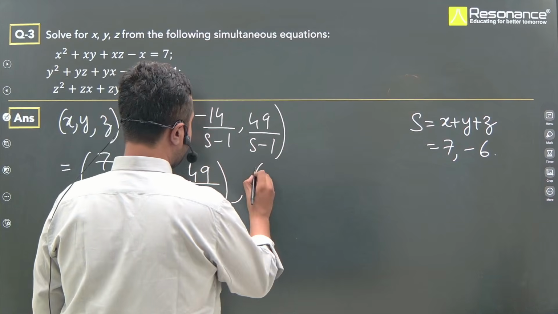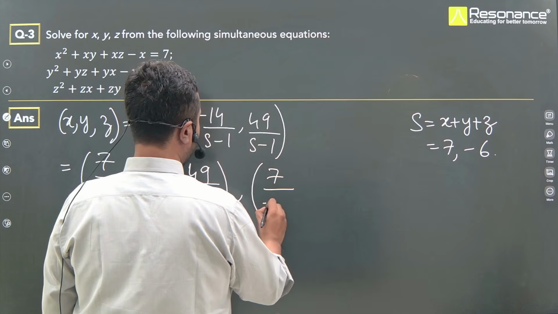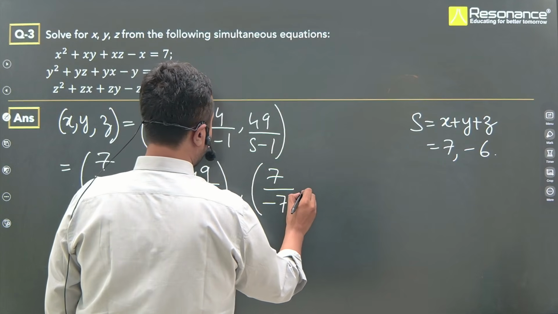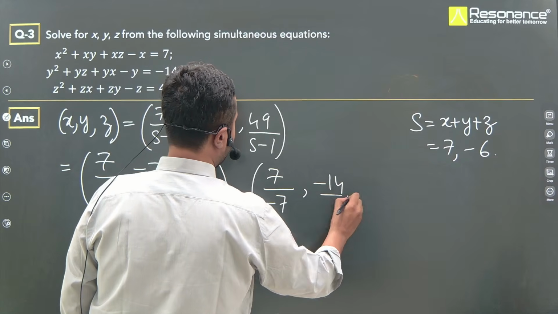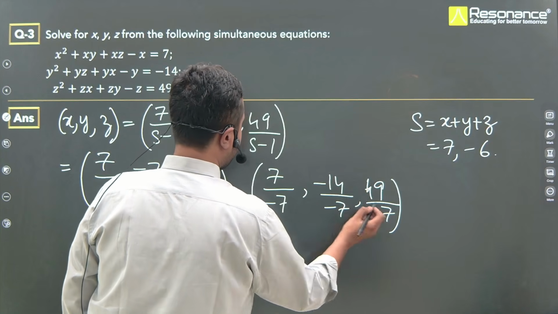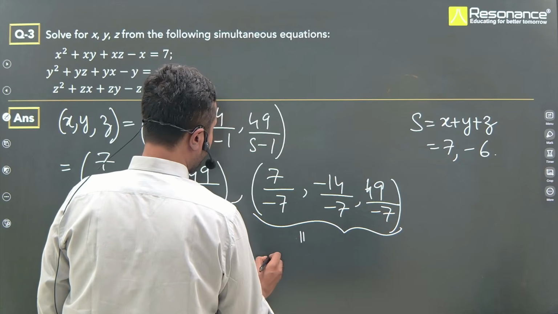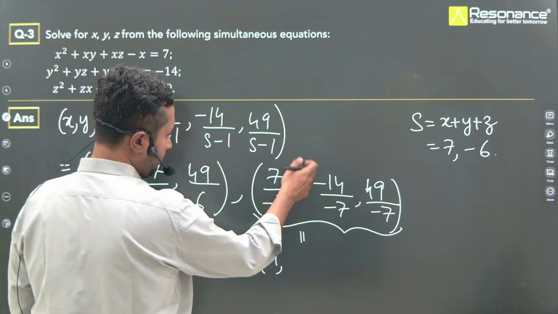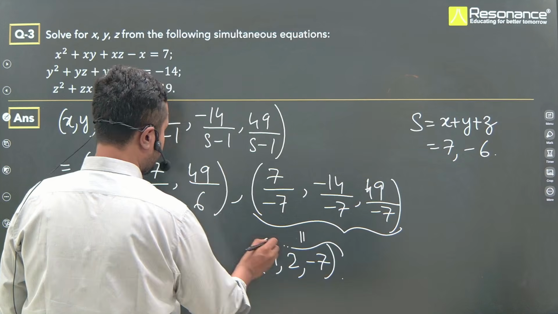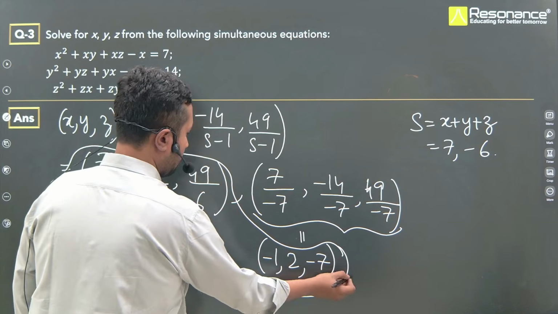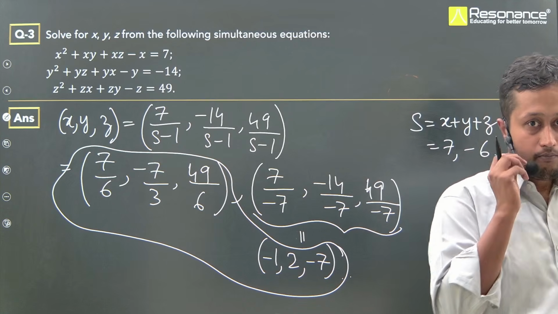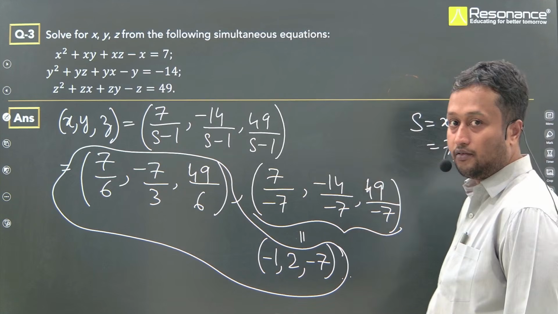And the other solution is 7 divided by minus 6 minus 1, which is minus 7, right? And then minus 14 divided by minus 7, and then 49 divided by minus 7. So this solution, we can simplify that a bit. We could say that is minus 1, then 2, and minus 7. So these are the two solutions. Yeah, I hope that was clear. Yeah, this was an easy question, I would say.